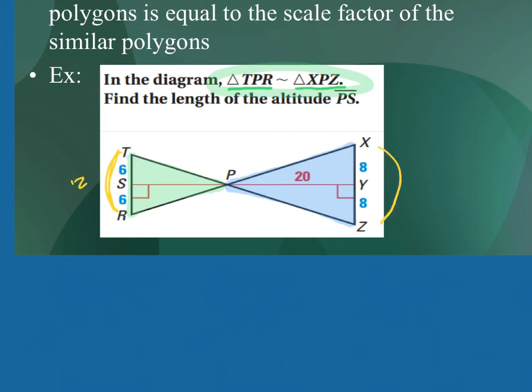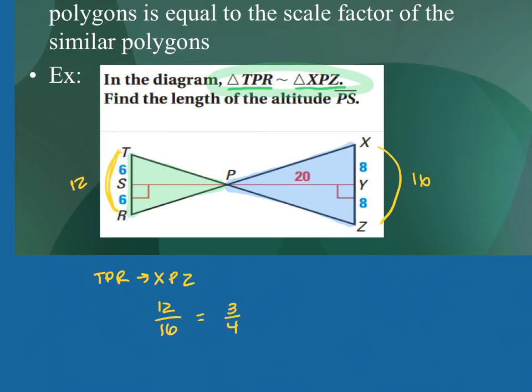12. What would this whole side be? 16. So what's the scale factor of TPR to XPZ? 12 over 16, which is 3 over 4. That's the scale factor, right?